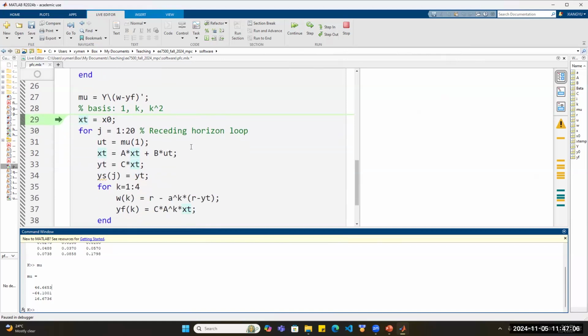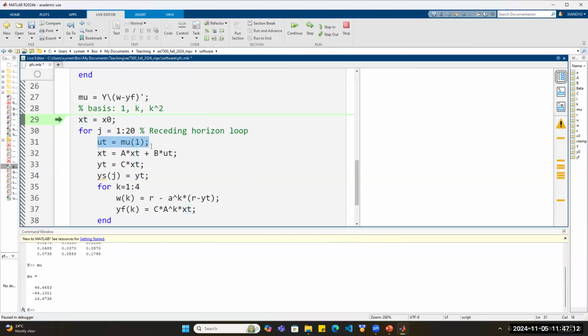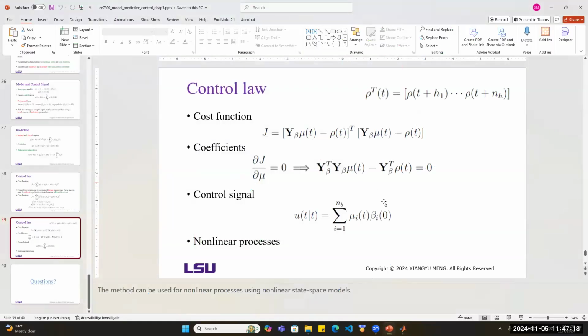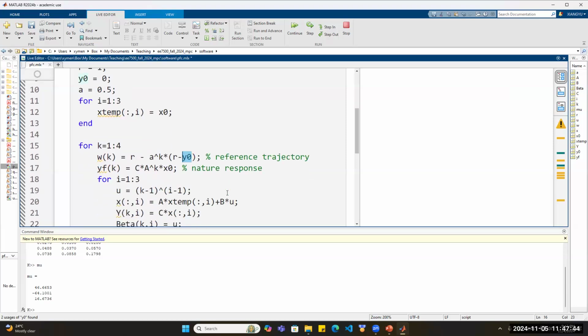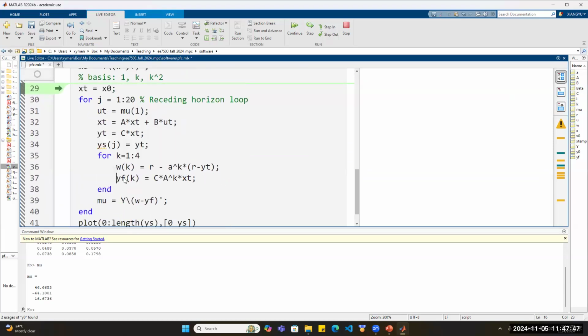Then we repeat for the next time, t plus 1, where the control input is only mu1. Beta 1, 0 is just 1, so therefore the U at T is just mu1. Then we simulate the system using the A, B, and C matrices and the Y. Then we repeat this whole process. Then recalculate the reference trajectory at time t plus 1. We need to update this Y. It's not 0 anymore. Then we need to calculate the free response.